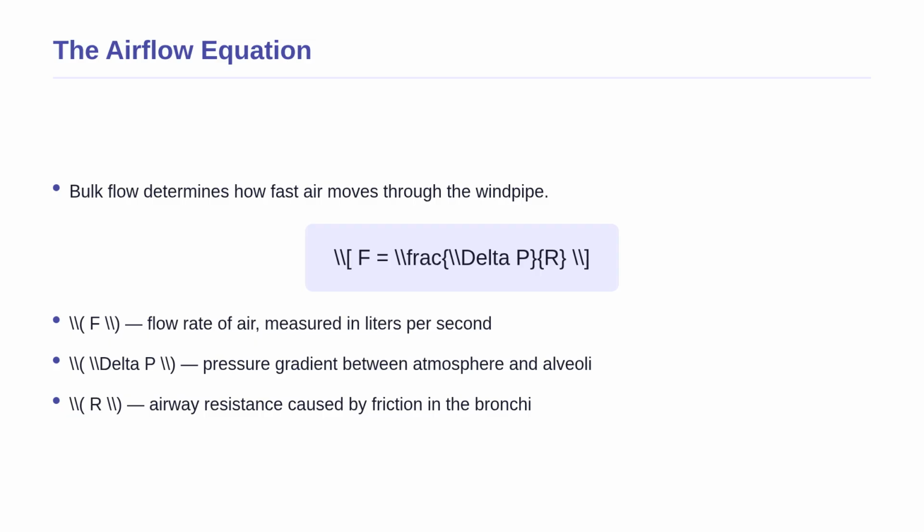F stands for the flow rate of air. Delta P represents the pressure gradient, which is the difference between the outside atmosphere and the inside of your lungs. R represents the airway resistance, which comes from the friction air encounters in your windpipe. If the pressure difference gets larger, airflow increases. But if resistance goes up, airflow decreases. This relationship is absolutely crucial for understanding respiratory diseases.